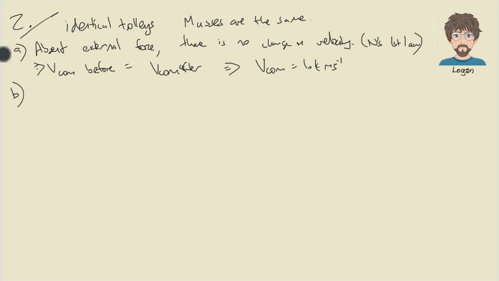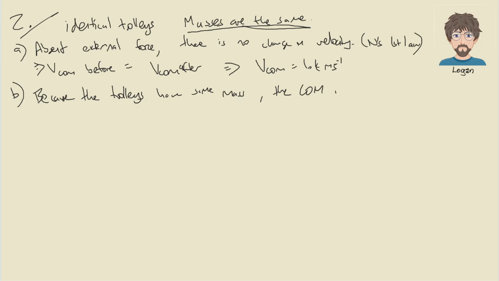What about, in relation to the individual positions of the two trolleys, explain where the center of mass of the system will be. Well, the key idea here is the masses are the same. Because the trolleys have the same mass, the center of mass will always be midway between the trolleys.